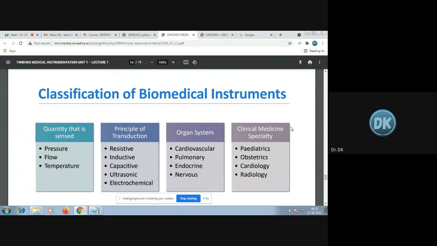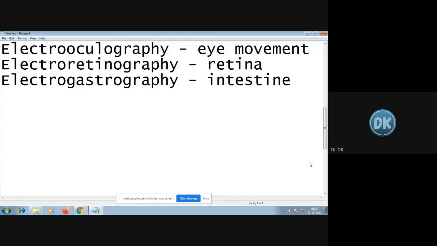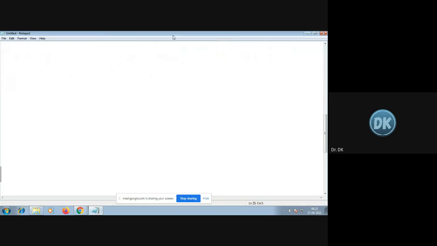The next topic is classification of biomedical instruments. The classification is quite a vast area because we can't just classify biomedical instruments into these four categories alone. When I say classification, there is a separate organization called FDA. FDA is the Food and Drug Administration.